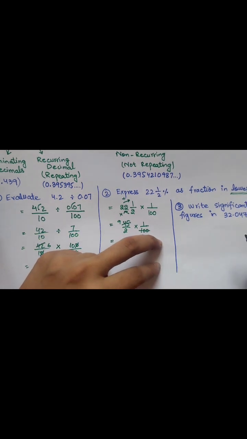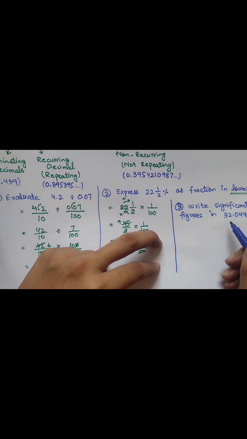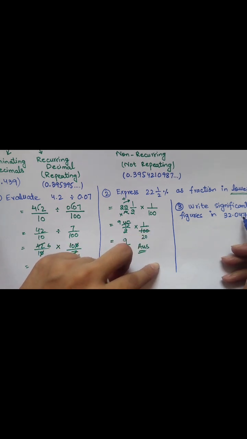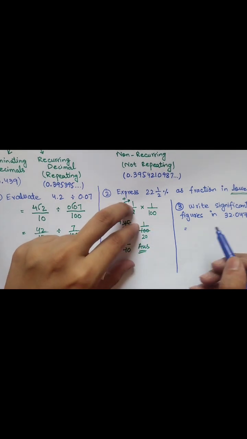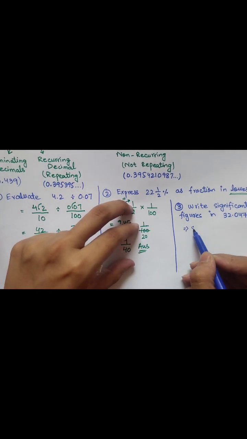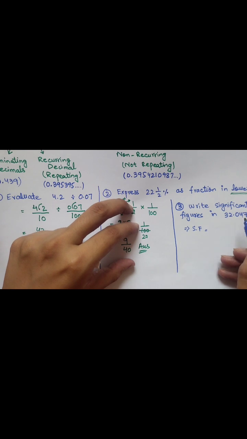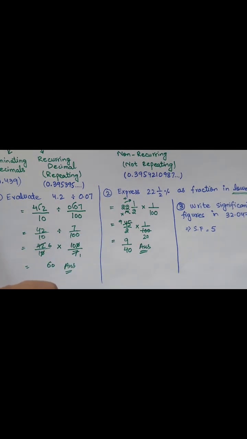Okay, the question related to significant figures is, write the significant figures in the value 32.047. We have seen the rules. All the non-zero digits are significant. It means this is significant, this number is also significant, and this, and this are significant. And we know 0 between 2 non-zero digits is also significant, so it is also a significant figure. Now you just have to count: significant figures equals 1 2 3 4 5 significant figures in this term.